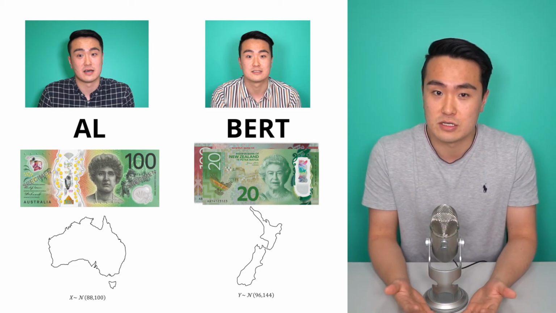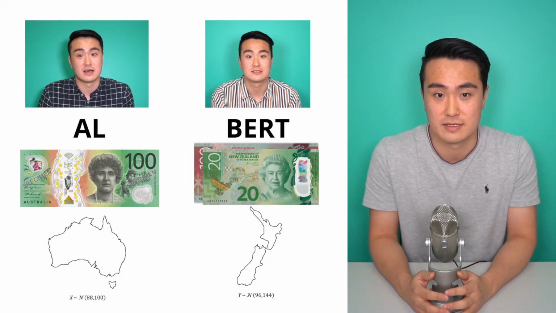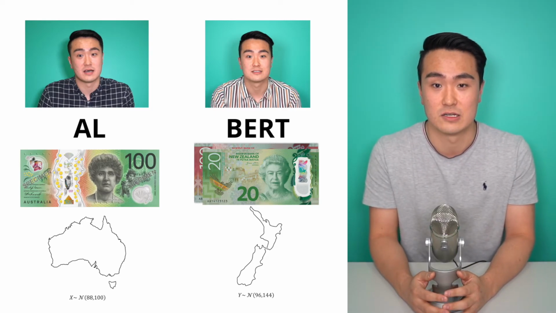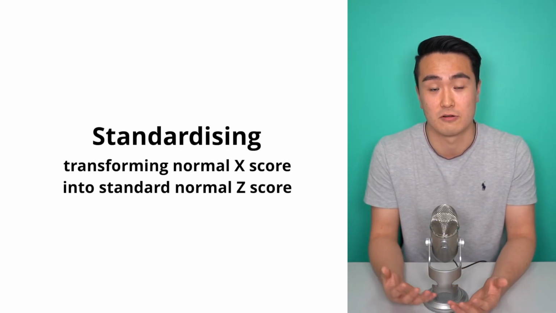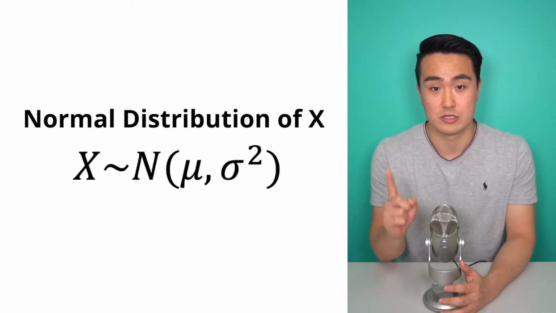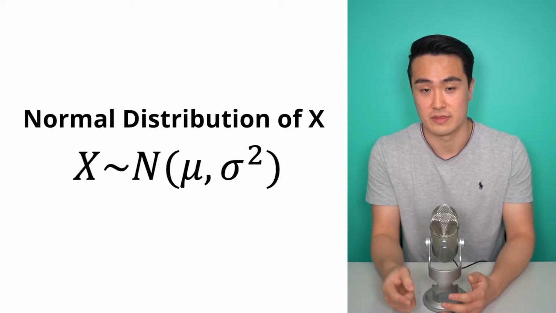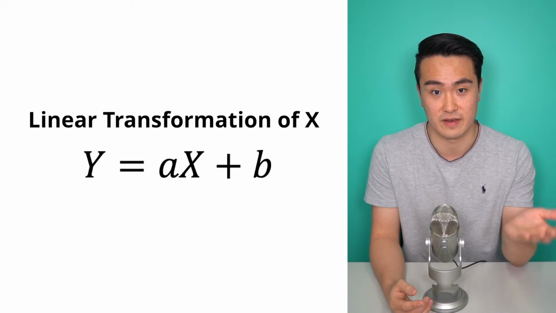To answer this question, we need to transform the X scores within each normal distribution into Z scores of the standard normal distribution. This process is called standardizing the score, and it allows us to compare the scores across different normal distributions. So how do we standardize our scores? We first need to understand what linear transformation does. Say we have a normally distributed random variable x. Then we just create another random variable y as a linear transformation of x.